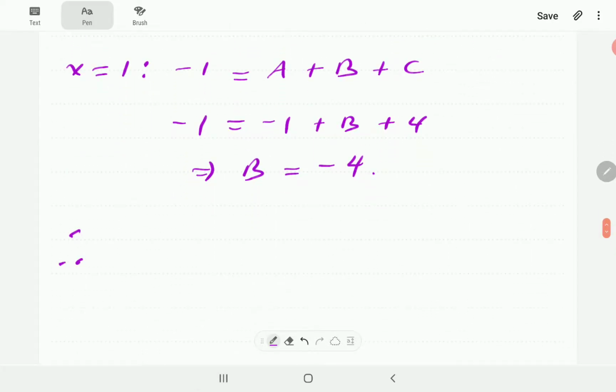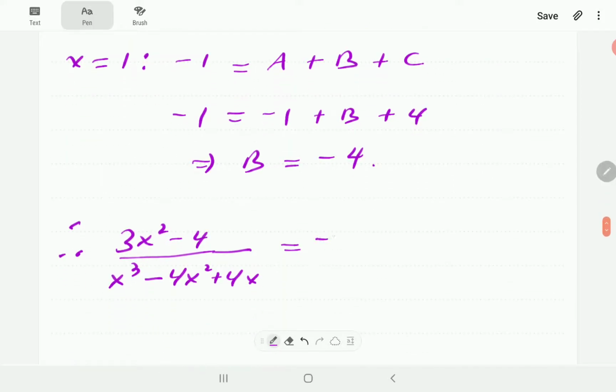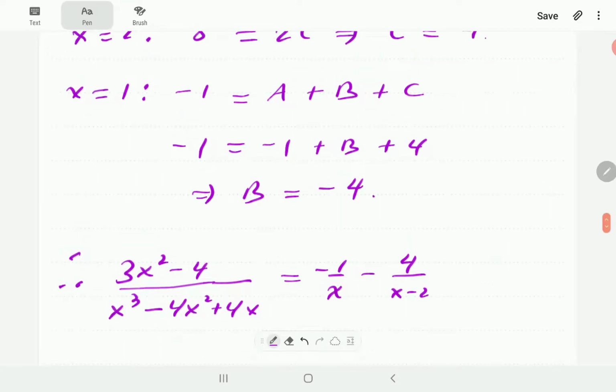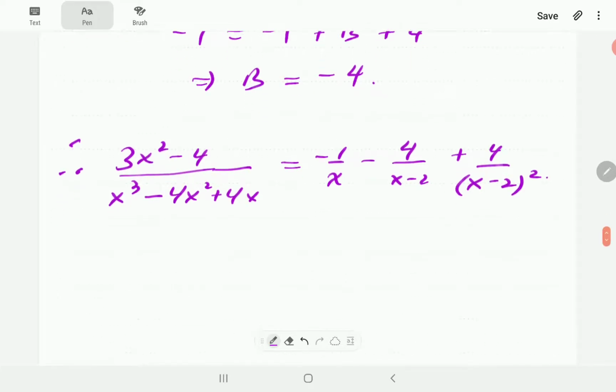Therefore our rational expression 3x squared minus 4 over x cubed minus 4x squared plus 4x is going to be equal to, A is negative 1, so negative 1 over x, B is negative 4, so negative 4 over x minus 2, and C is 4, so plus 4 over x minus 2 all squared. And so that is that.